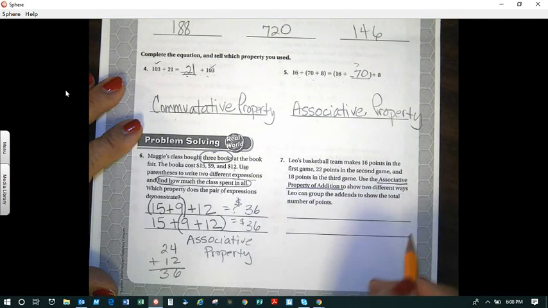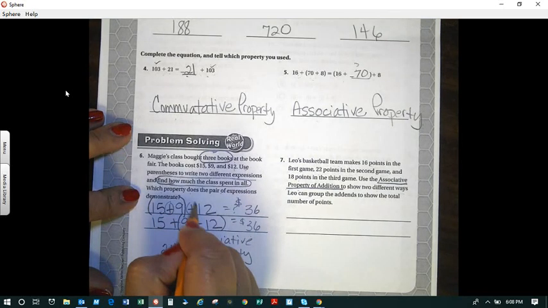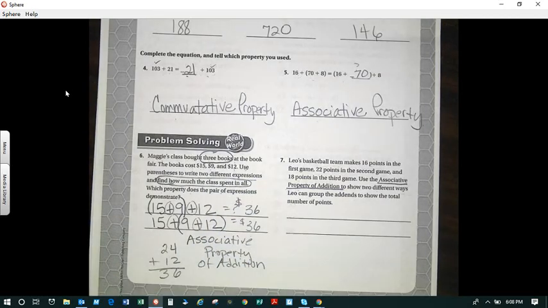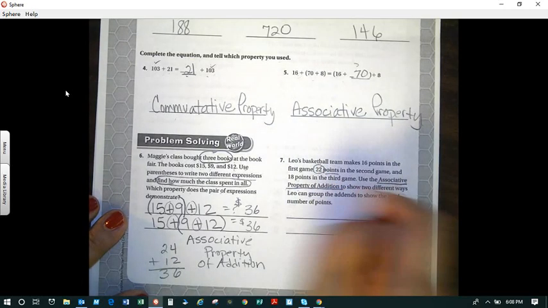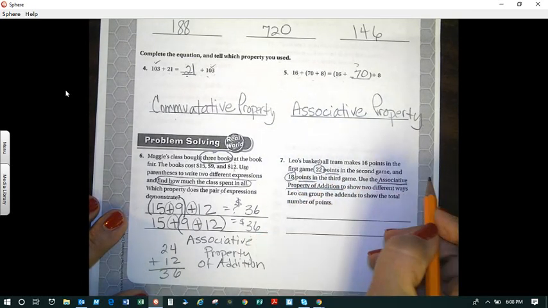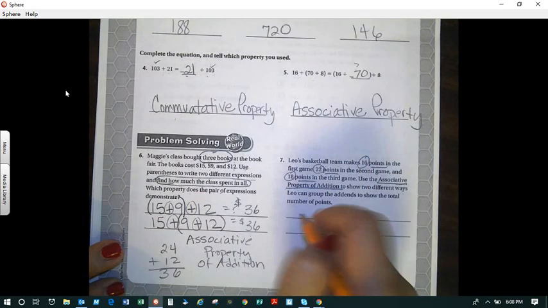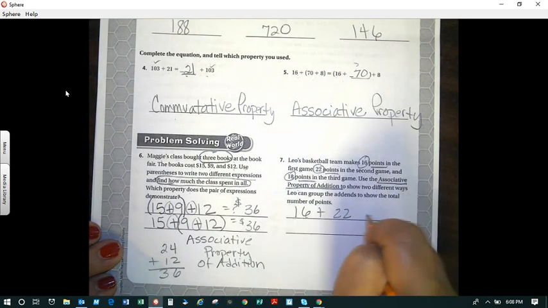And you know what? I'm looking over here, and I should put associative property of, and what operation did we use? Addition. So I'm going to write addition. It's what I should have put. I hate to back you up, but sorry about that. All right, so now we needed to know. You made 22 points here, 18 points there, and 16 points in that first game. So I have 16 plus 22 plus 18.